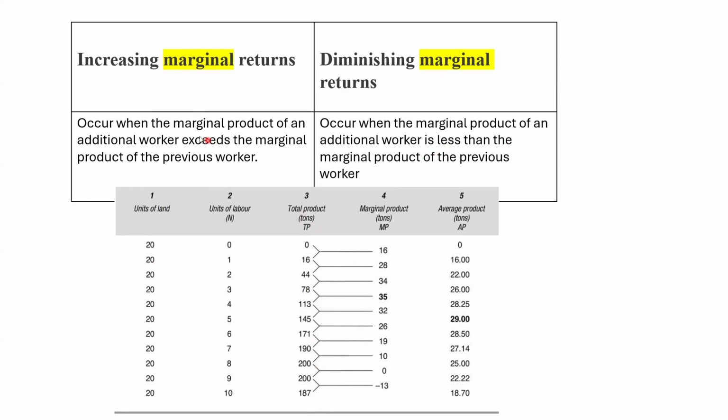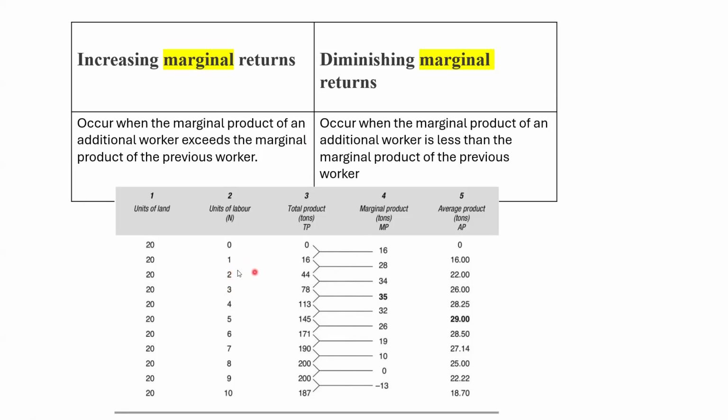So let's say that you employ an additional worker. You see here, we had one worker producing 16 units, right? And the marginal product is obviously 16 because it's just one person. Then you employ another person, now there are two. The total product is 44. And then what this other person is bringing in is what? 28 units, right?